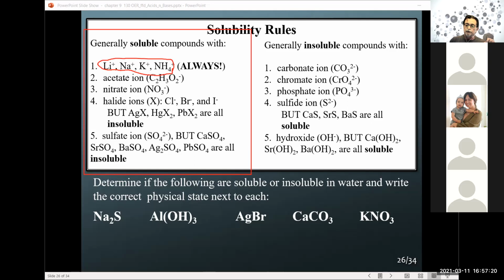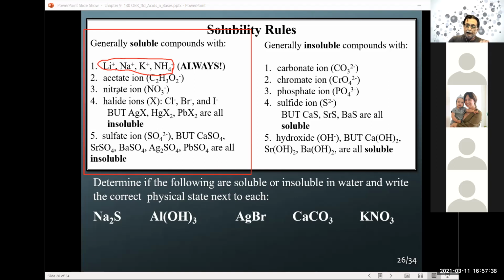The same is true for number 3, the nitrate ions. Any cation bonded to the nitrate ion, regardless of the metal, is soluble. So far so good.